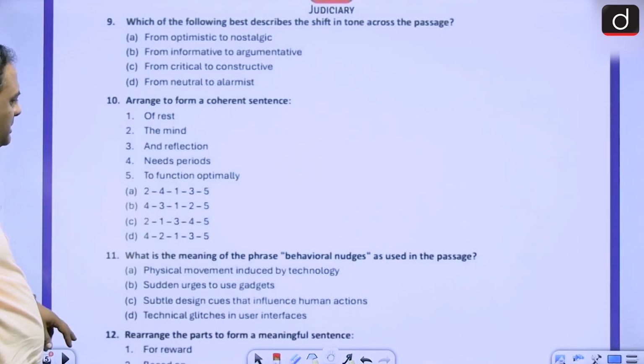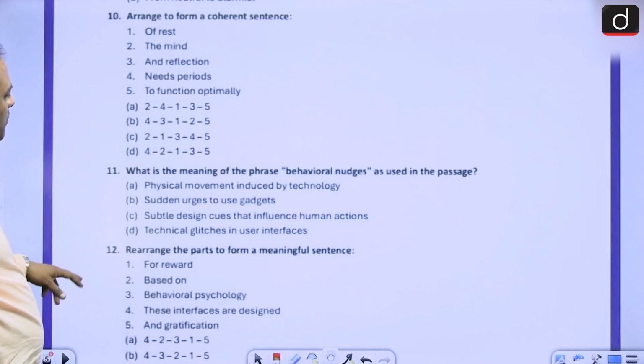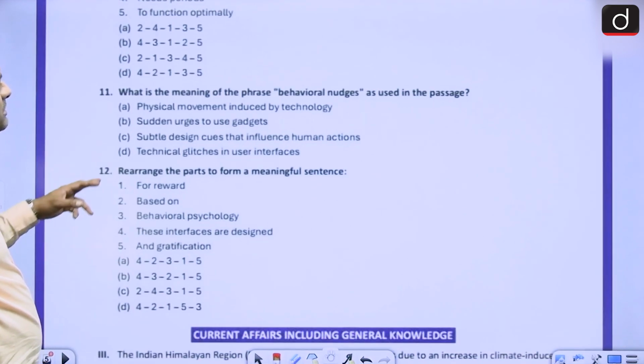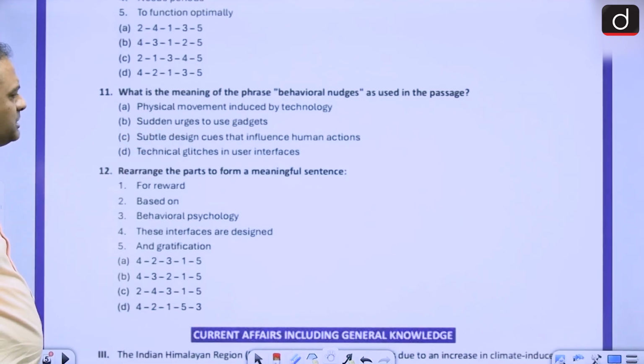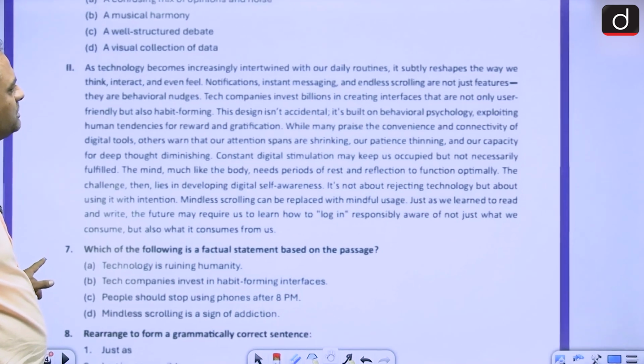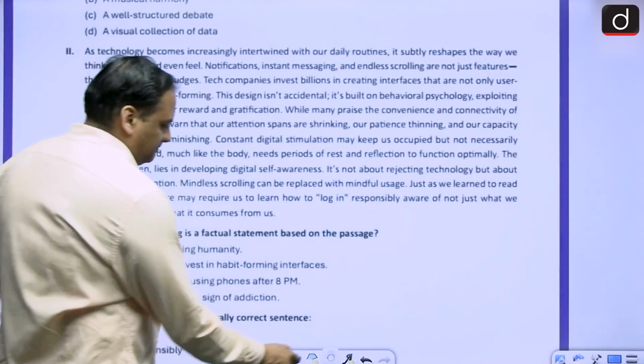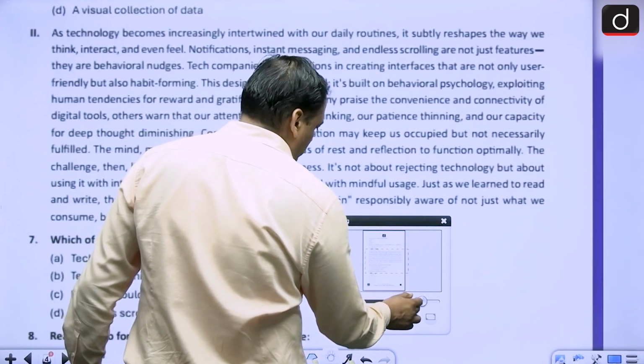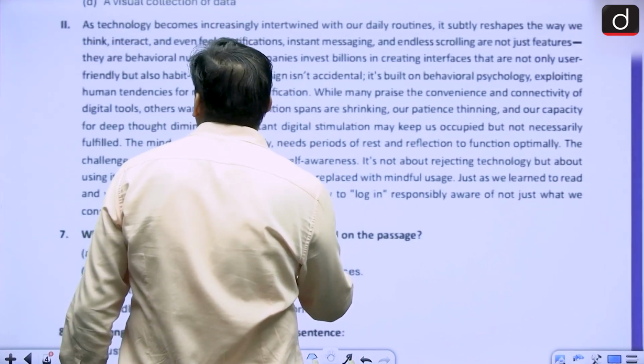Again, an arrangement is there. One more thing, what is the meaning of the phrase behavioral nudges? Somewhere it is used in the passage. And the last one, again an arrangement, is given here. So just go through the passage so you can solve the questions easily. In some minutes you will finish it.